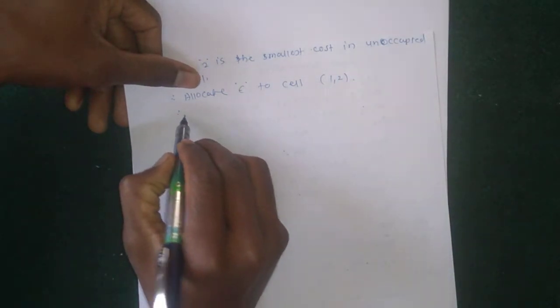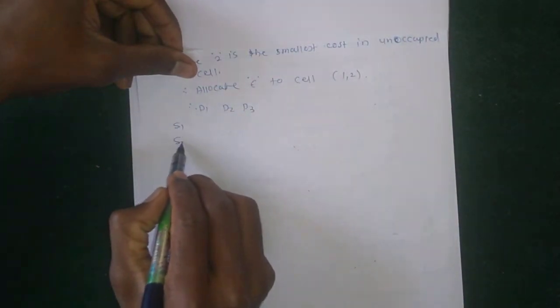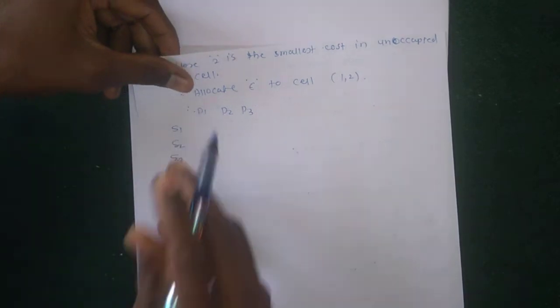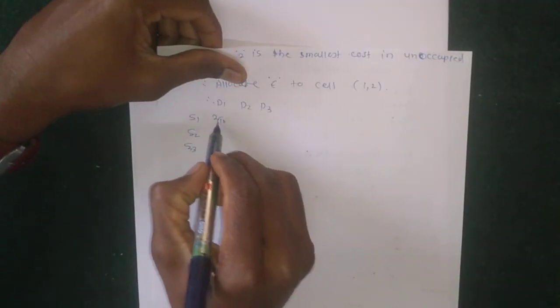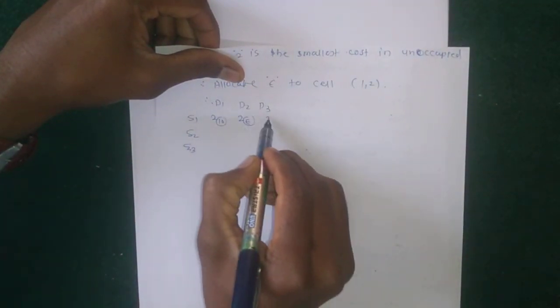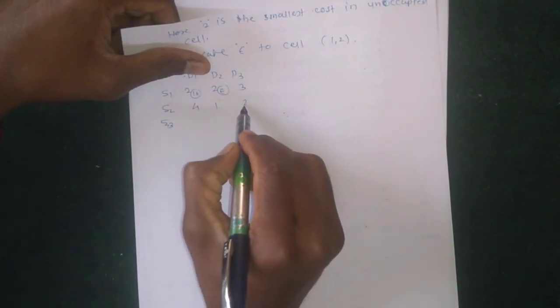Therefore the next transportation table is d1 d2 d3 and s1 s2 s3. So 2 2 3, then 4 1 2.